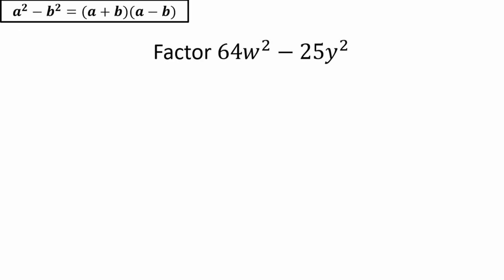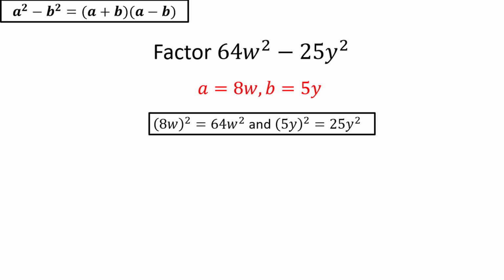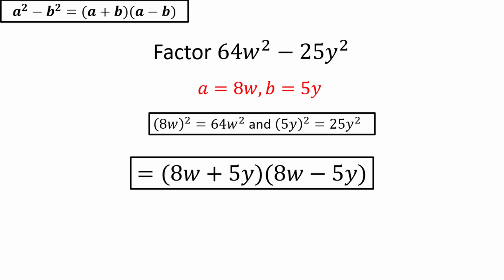Let's try this one, which has two variables, 64w squared minus 25y squared. Our a term is 8w, and our b term is 5y, so that 8w, all in parentheses squared, is equal to 64w squared, and 5y, all in parentheses squared, is equal to 25y squared. Using the formula, our final factored form is (8w + 5y)(8w − 5y).